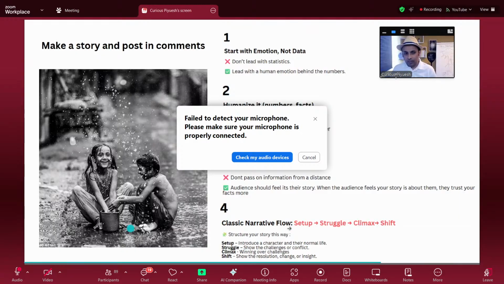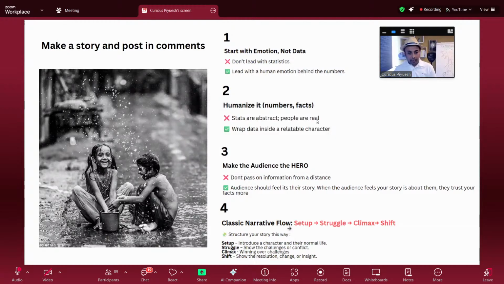Where is the setup here? Are you seeing this is the difference? This is what is called blank statements. These are just quotes. You are just quoting it. You are not storytelling it. It is just a quote. Khushi, give it another try.